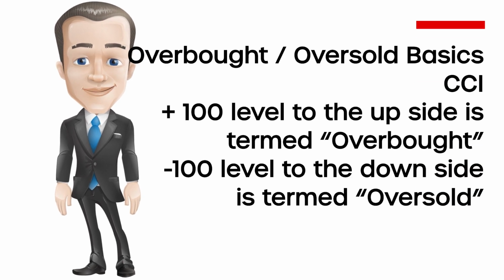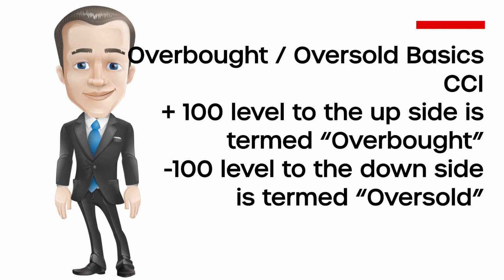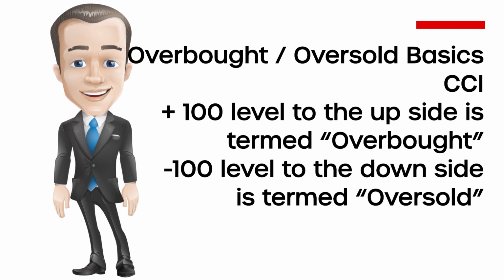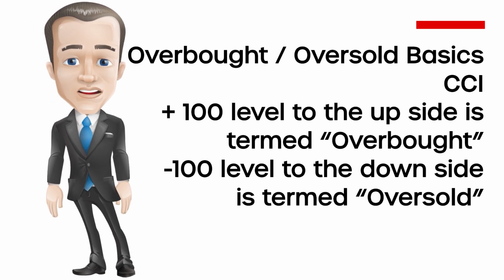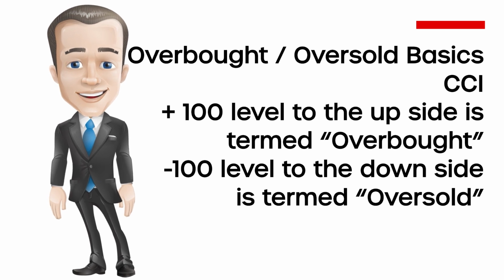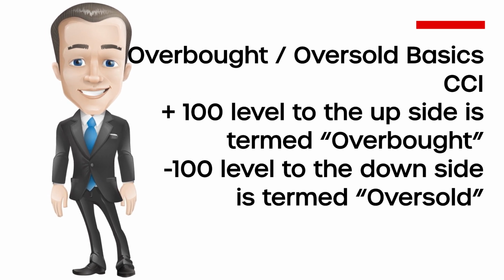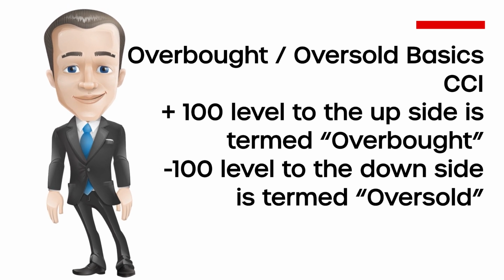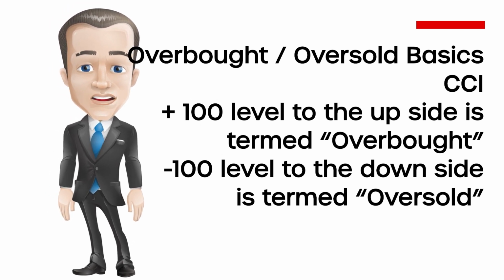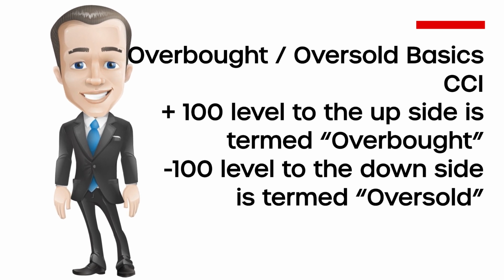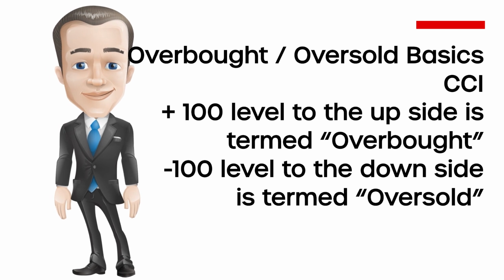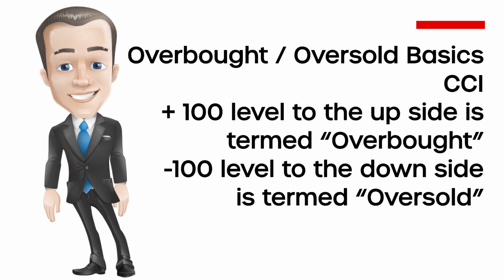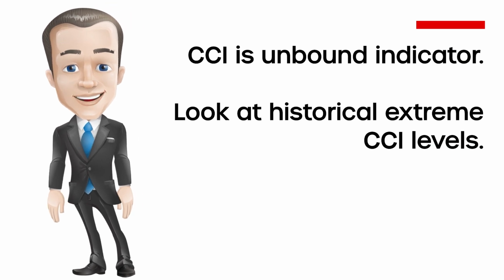Overbought and oversold basics for the CCI. Generally, a CCI value above the plus 100 level is termed overbought. Conversely, a CCI value below the negative 100 level is said to be oversold. Overbought and oversold thresholds can vary greatly for individual stocks. More volatile markets will have greater thresholds. It is not uncommon for stocks to have thresholds at plus or negative 200.